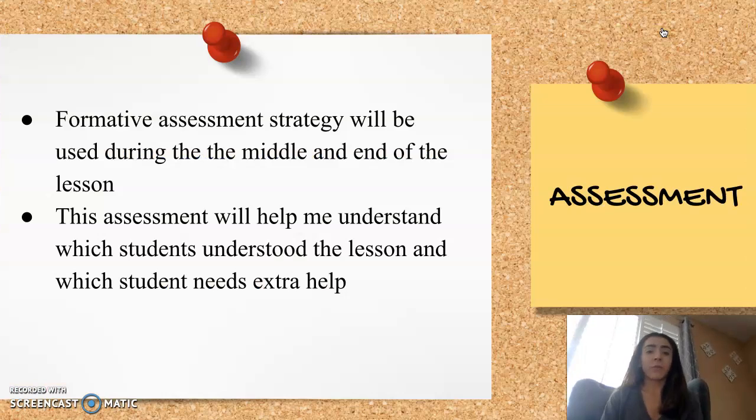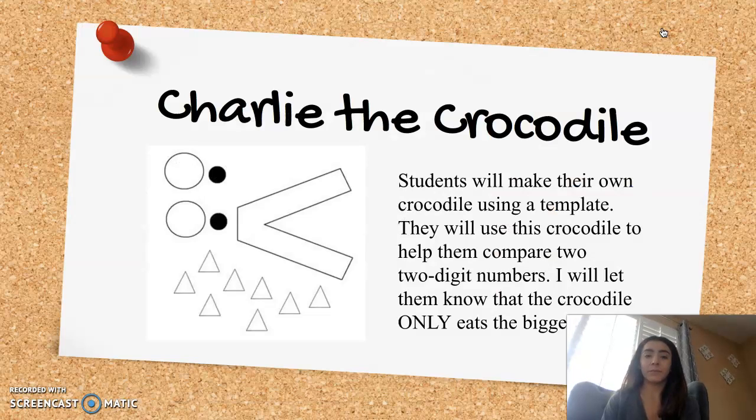The assessment: a formative assessment strategy will be used during the middle and end of the lesson. This assessment will help me understand which students understood the lesson and which students need extra help.